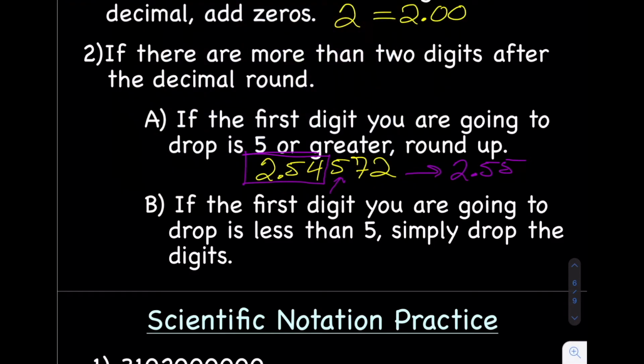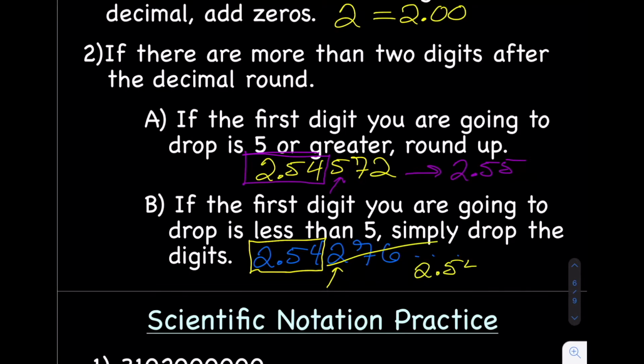If instead the first digit you are going to drop is less than 5, simply drop the digits. So if I had 2.54276 something something something, we're keeping again the 2 and the 5 4. We look at the first digit we're going to drop, which is the 2. It's less than 5, so we're just going to drop everything, and our final answer will be 2.54. Okay, those are some real basic rounding rules.